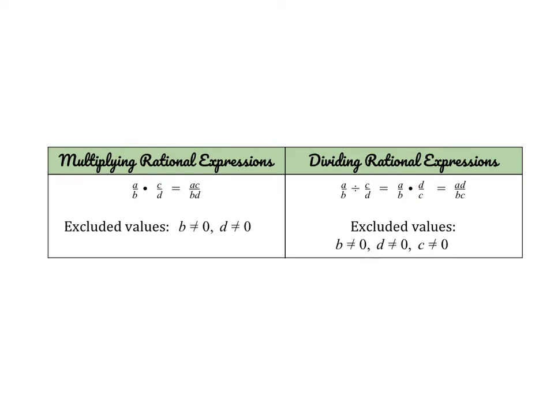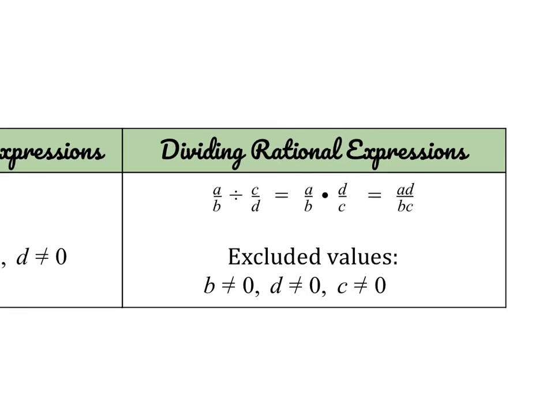Now when we're dividing rational expressions, there's an extra step. So remember, when we're dividing with fractions, we actually multiply by the reciprocal of the second fraction. So you can see here, the a over b stays the same, and then the divide turns to multiplication, and then this is the reciprocal. So instead of c over d, it's d over c. And then we simply multiply across the numerator and across the denominator.